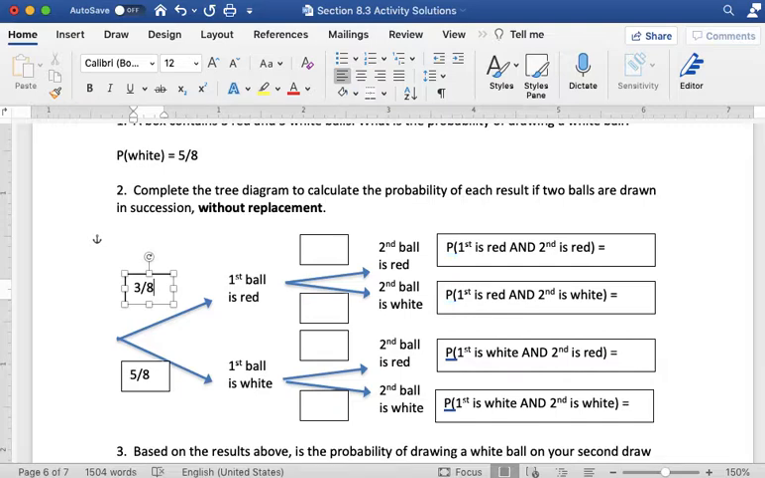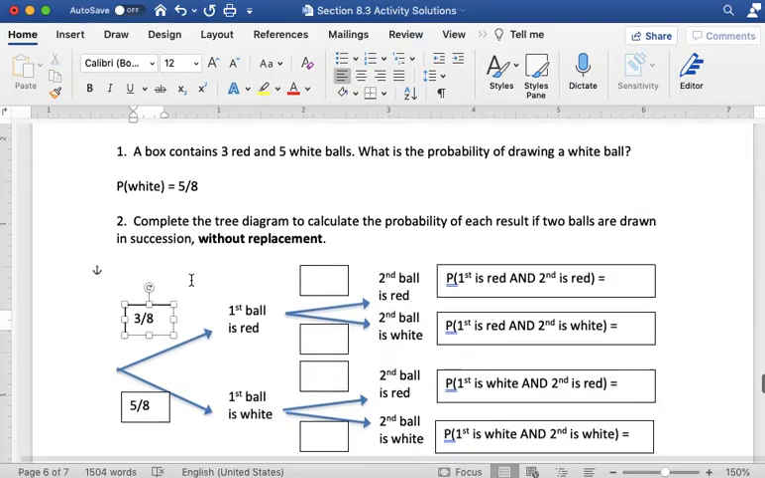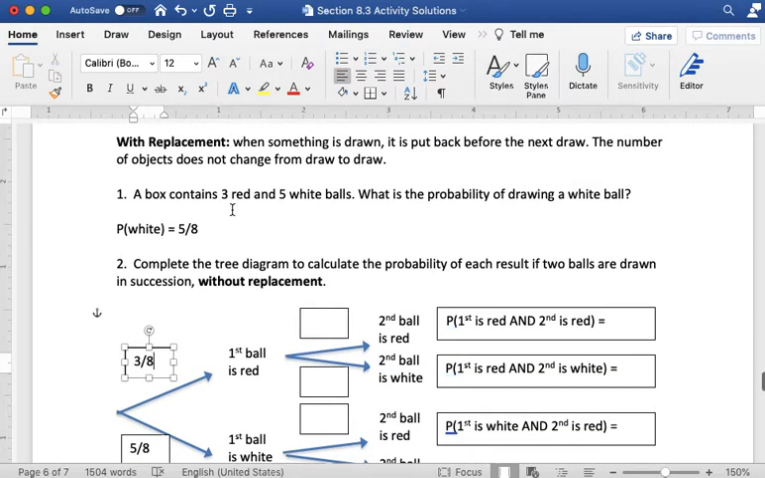Now, if we're doing this without replacement, that means that whatever we get on the first draw, we are removing from the box before we do the second draw. So if our first ball is red, then we remove that ball from the box. And so what is left in the box is 2 red balls and 5 white balls. So our probability of getting red on the second ball is going to be 2/7. And our probability of white is going to be 5/7. Because there are 7 total balls left, 2 of them are red and 5 of them are white.